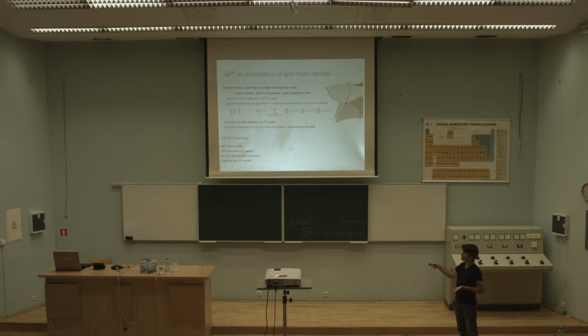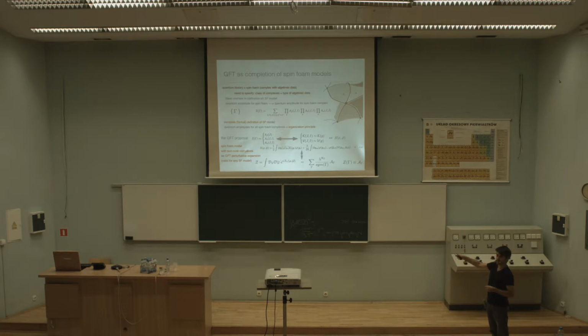The group field theory completes this definition by giving a prescription, an organization principle for dealing with all these complexes. And the prescription is simply that for any given spin foam model, there is a choice of kinetic and interaction kernels, therefore a choice of group field theory action, such that the spin foam model you were interested in arises as the Feynman amplitude of this group field theory, associated to the complex itself arising as a Feynman diagram of the field theory. This is again generic. Okay.